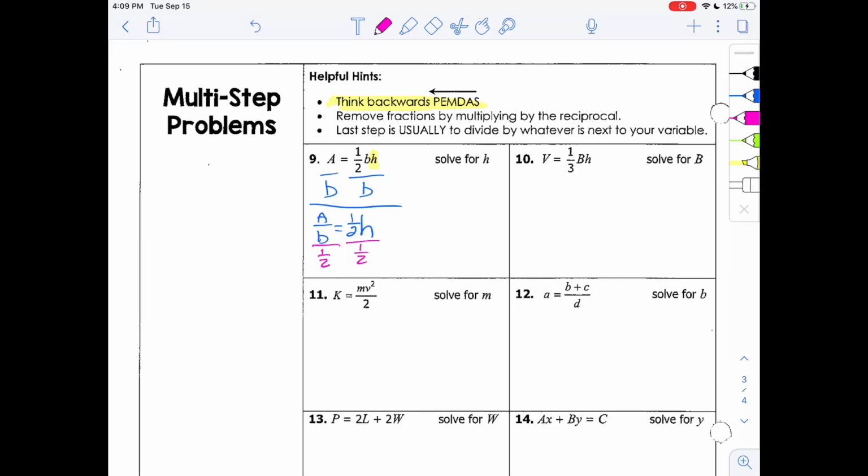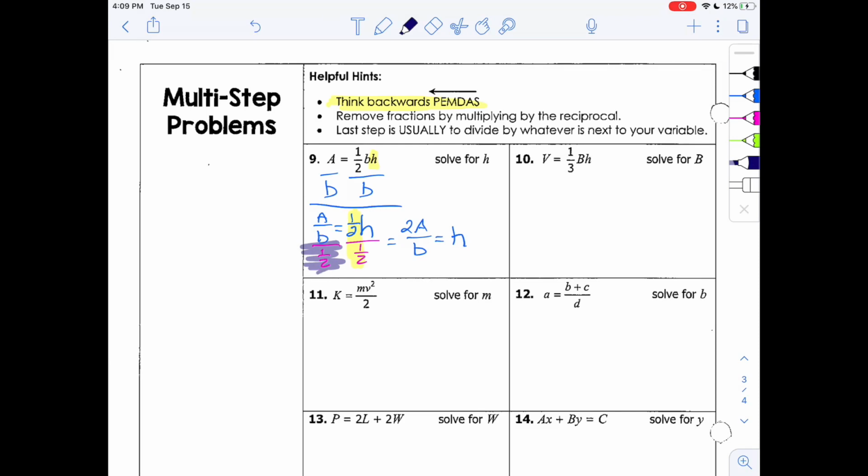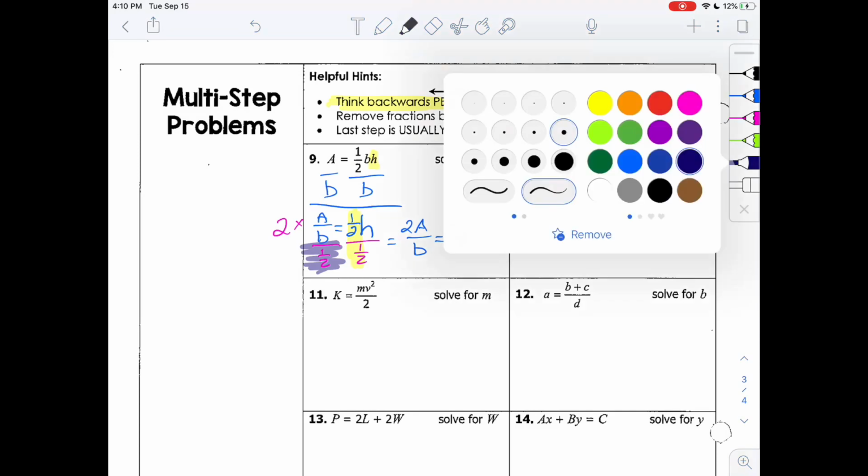And that gets super messy. But dividing by a half simply means multiplying by 2. So we would write that as 2A divided by B equals H. Because remember, 1/2 divided by 1/2 is just 1. So we only have H on that side. And over here on the left side, dividing by a half meant to multiply this side by 2. That is how we got the 2A divided by B.